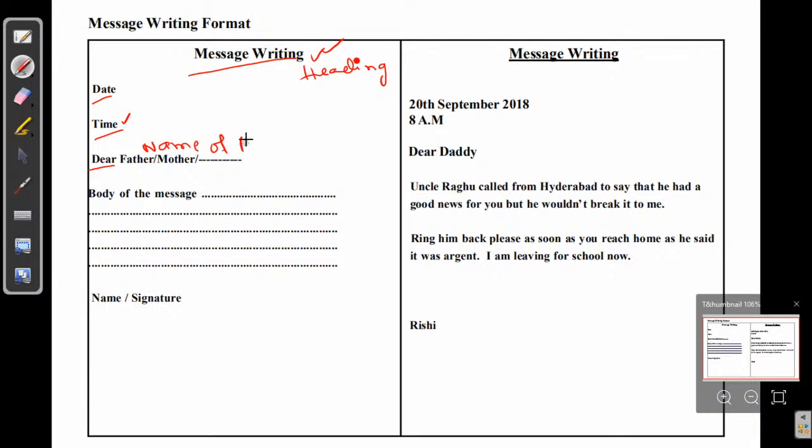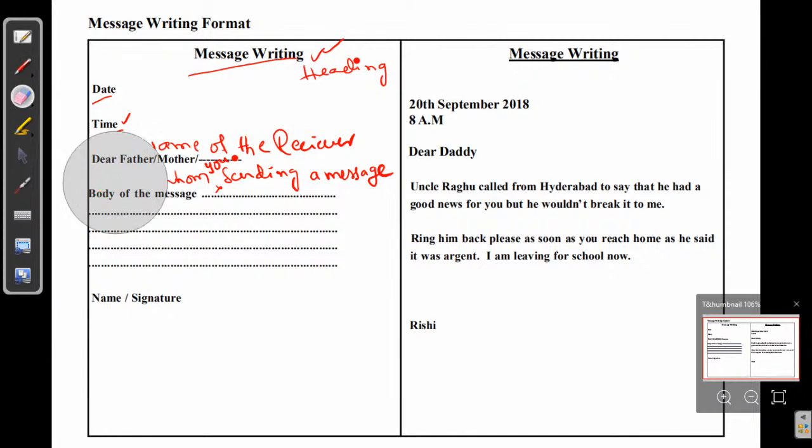This is the part, name of the receiver. We call it the name of the receiver. Name of the receiver means the person to whom we are sending a message. To whom you are sending a message, this is called the name of the receiver.